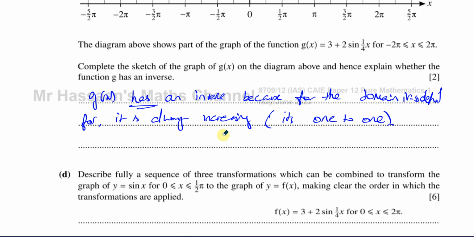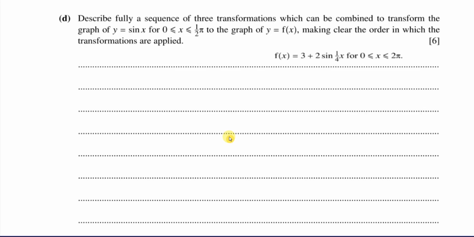Excuse my bad handwriting. Then it says, describe fully a sequence of 3 transformations which can be combined to transform the graph of y equals sine x for x between 0 and a half pi to the graph of y equals f of x.